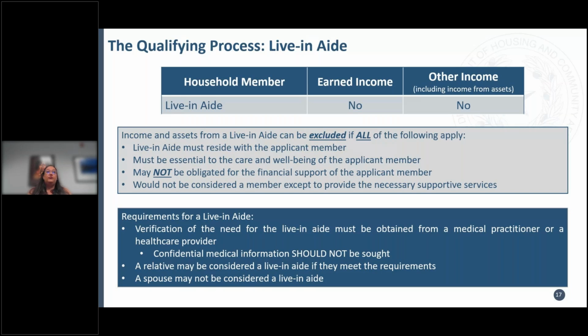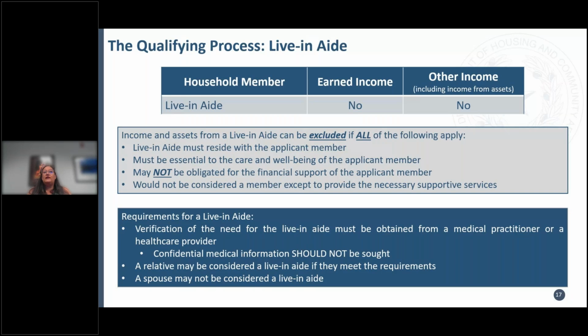You do have to verify the need for a live-in aide with a medical practitioner or a healthcare provider, but you should not seek out confidential medical information. And if they provide that confidential information, you should destroy or pulverize that form and ask them for a form that does not have the confidential medical information, because you will then have to follow the HIPAA requirements if you've got that in your tenant files.